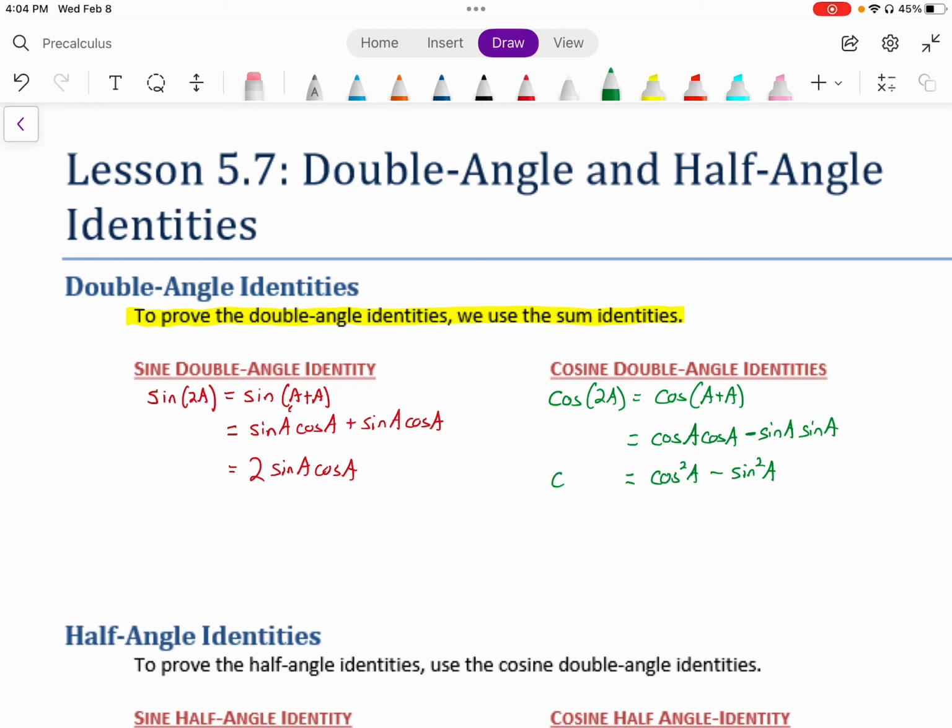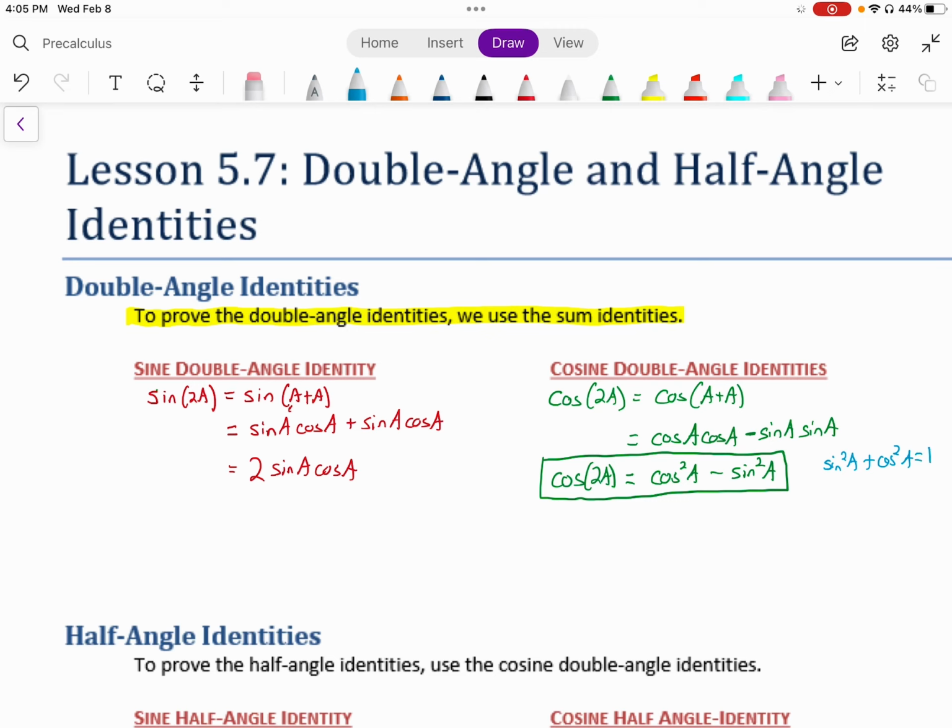And so I'll rewrite this. Cosine of 2a, this is our first variation of the cosine double angle identity. And we're going to get two other variations. And you might realize that we have some squared trig functions here. And we talked about if we see squared, sometimes we think Pythagorean. So we're going to think of our Pythagorean identities, and we know that sine squared plus cosine squared of an angle is equal to 1.